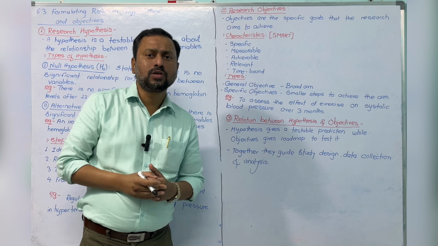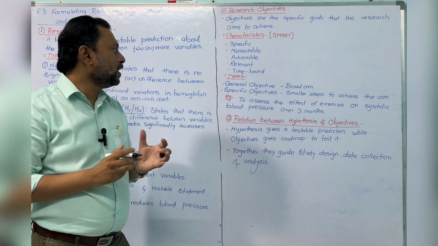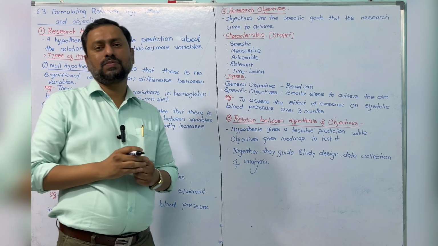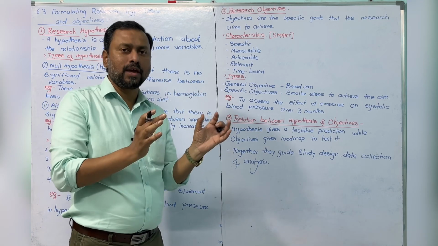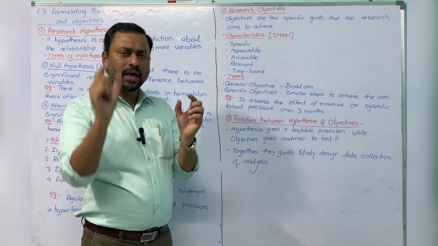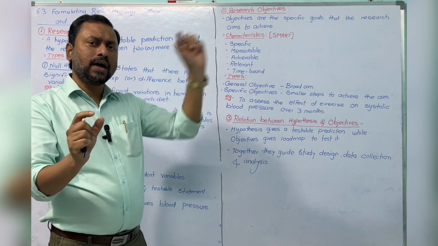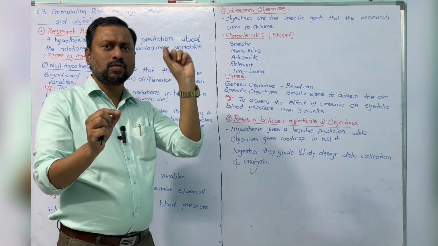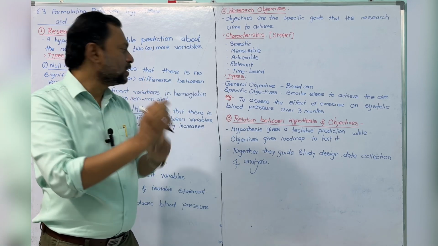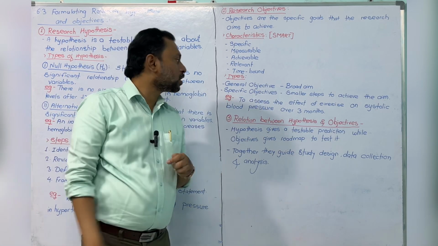Next are the types of objectives, mainly general objective and specific objectives. The general objective is the broad aim. Just now I told you about the drug and the disease. Through this drug, you want to treat this disease. This is your aim. This is called the general objective.